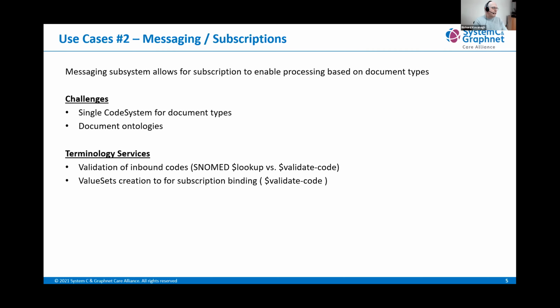In years gone by, we'd have had to have multiple subscriptions, one for each code. But now, of course, we can just create a value set of all the codes of interest. And as the subscription comes in, we can say, depending on whether the code is in value set A, B, or C, take subsequent processing actions. One of the challenges, of course, is that within SNOMED CT, there is no document ontology. There's just a flat list of documents. So we're having to do some work to work around that.